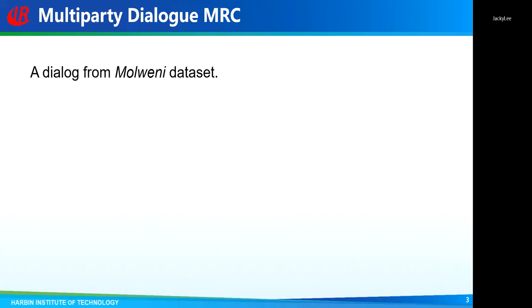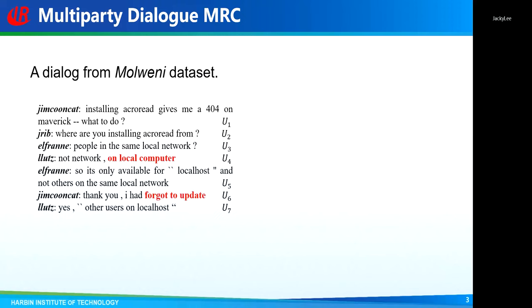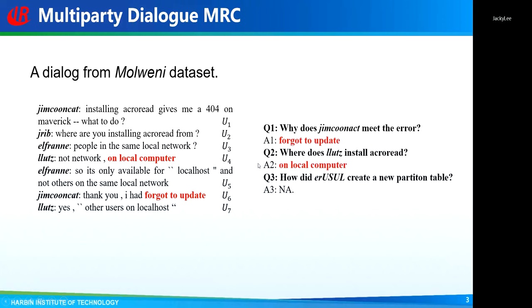After that, I want to introduce the multi-party dialogue MRC task. There is a dialogue from the Molweni dataset. In this dialogue, there are 7 utterances from several speakers. Annotators of the Molweni dataset annotate 3 questions. The first 2 questions are answerable, and the 3rd question is unanswerable.